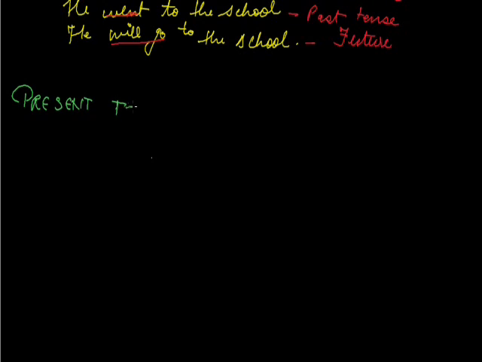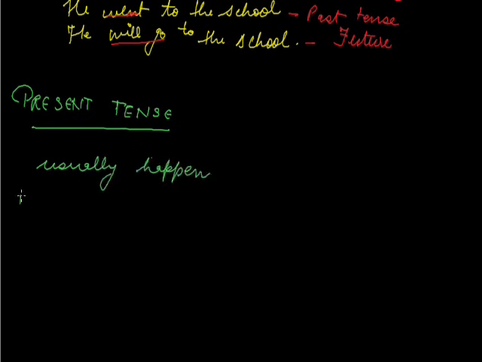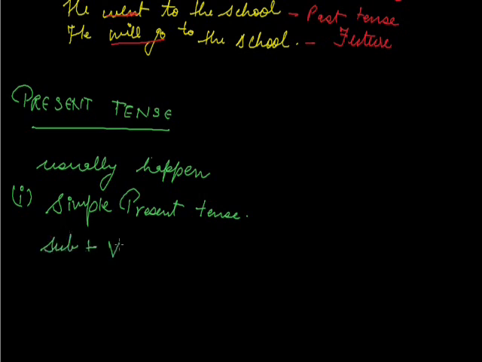Present tense. Now, what is present tense? Things that usually happen come under present tense. Now in this we will first study the simple present tense. What is simple present tense? What is the sentence structure? Here the sentence structure goes like this: subject plus verb first form, S or ES according to the subject, plus object.